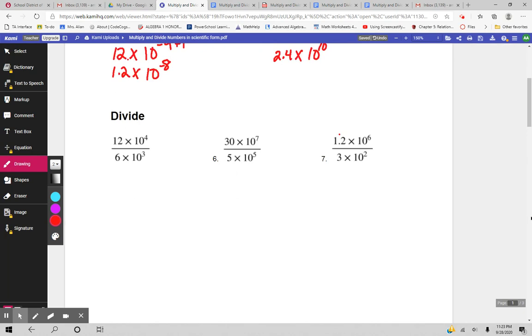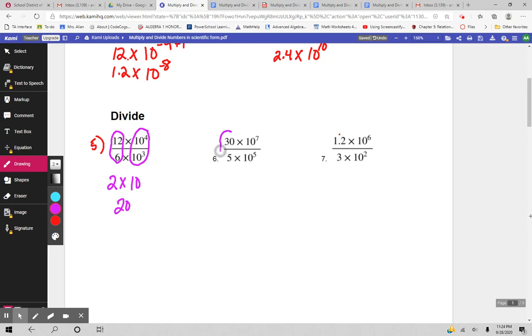All right, now let's divide. So divide out the numbers. 12 divided by 6, let me erase that and try to circle this a little bit better. 12 divided by 6 is 2 times, and then you want to divide these out. That means you keep the same base, and you just subtract exponents. 4 minus 3 is 1, and we don't have to put a 1 there because every number is to the power of 1. We just don't write it. So if we simplify that, that just gives us 20.